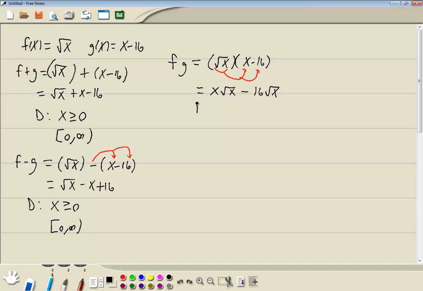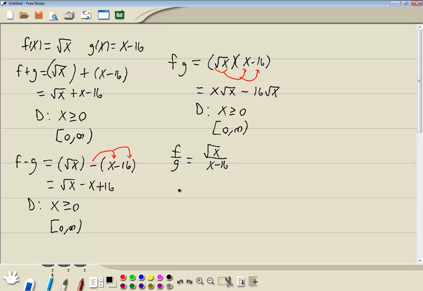Now our domain. We again have a radical with an even index, so we're going to take what's underneath the radical and set it greater than or equal to 0. In interval notation, we do 0 and then positive infinity. Now divide. We've got square root of x on top, and we've got x minus 16 down below. Now there's no simplifying to do here, so that's our division.